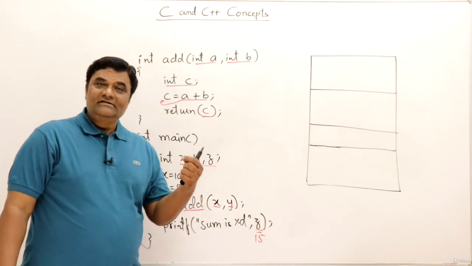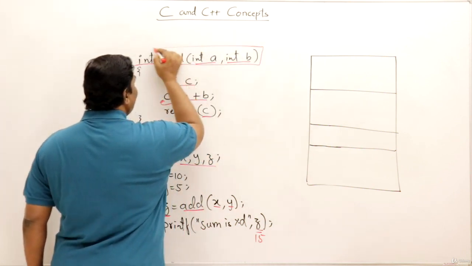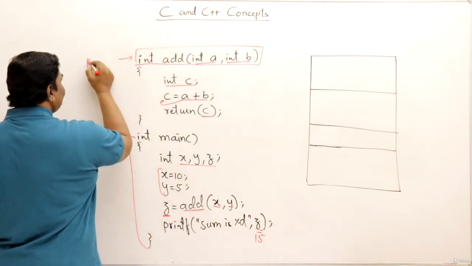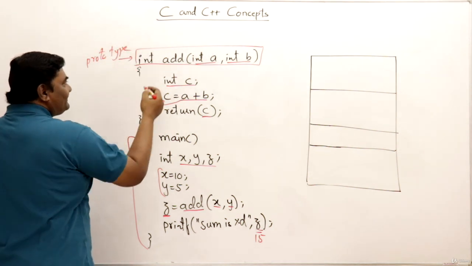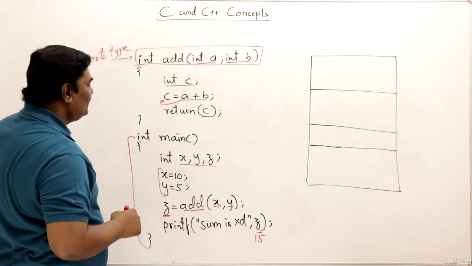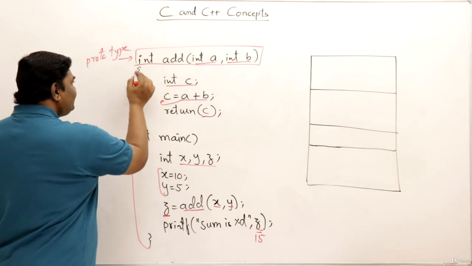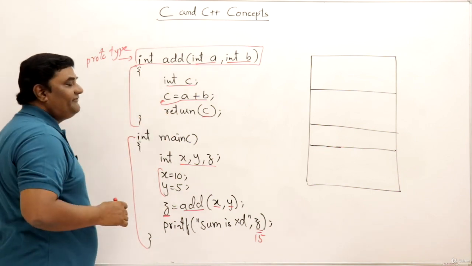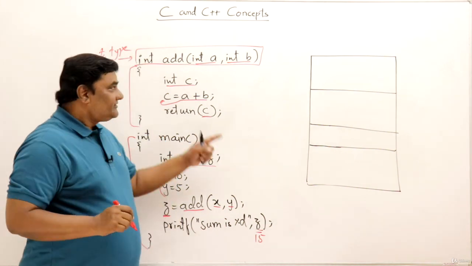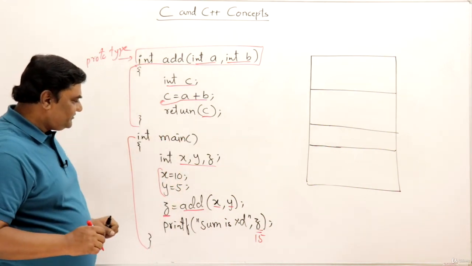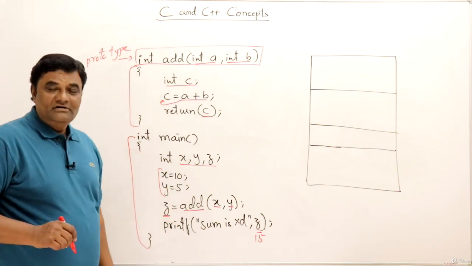right? Now let us learn some terminology. See, this is the prototype of a function or header of a function. This is called the prototype, or it is called the signature of a function, right? And this is a declaration of a function. Then this body is there. This is called the definition of a function. So this is declaration and definition of a function, and this is the function call. We are calling the function.